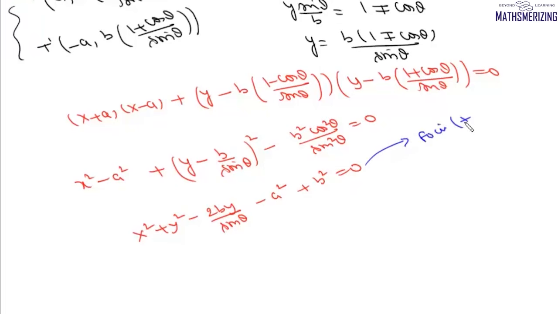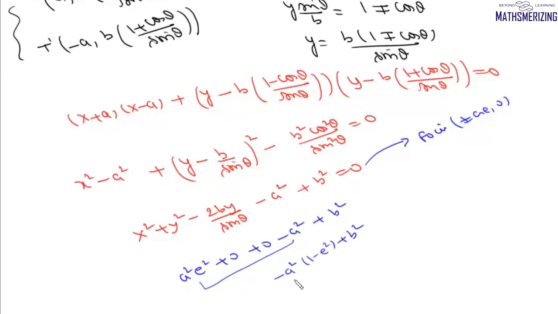ellipse. So we'll put x as ±ae, and if we put y as 0, then we'll get a²e² + 0 − a² + b². If from these two terms we take −a² common, we can write −a²(1 − e²) + b², and a²(1 − e²) is nothing but b². So it will be −b² + b², and it will be 0. So that means these points (±ae, 0) satisfy the equation of this circle. So a circle on any tangent having T' as diameter will always pass through the foci of this ellipse.